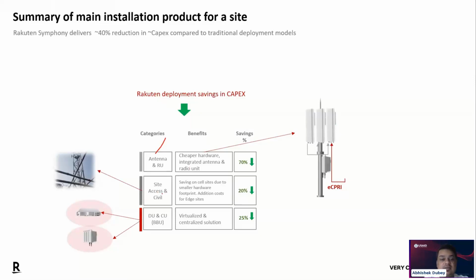For site access and civil, there is a 20% reduction because of saving on the cell site due to the smaller hardware footprint, and additional costs for the edge site. So the lower footprint on the site gives you a reduction in saving, because the rental will be less since the load on the site is less, right? So your rental will be less, and also the equipment which you are going to install on site is less.